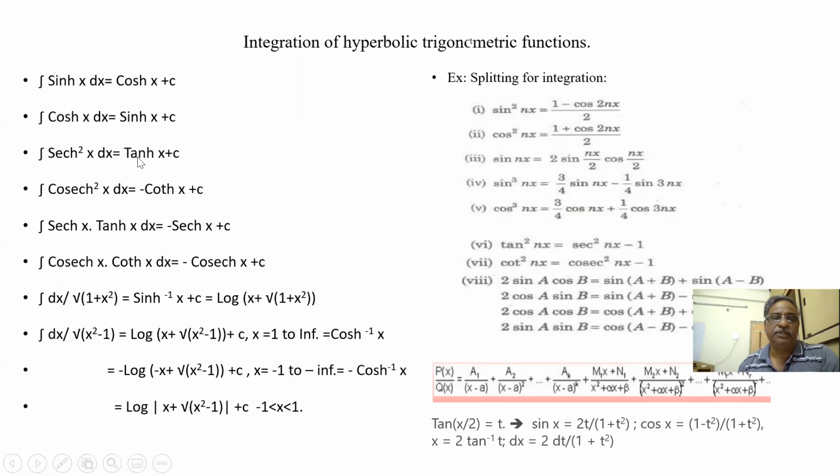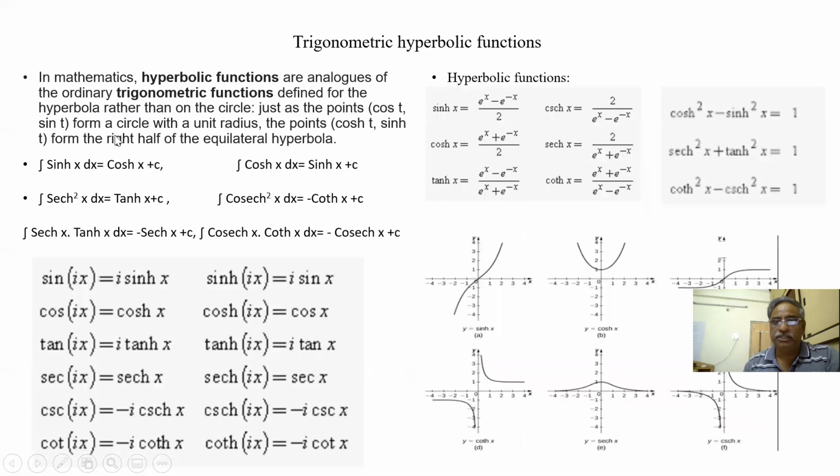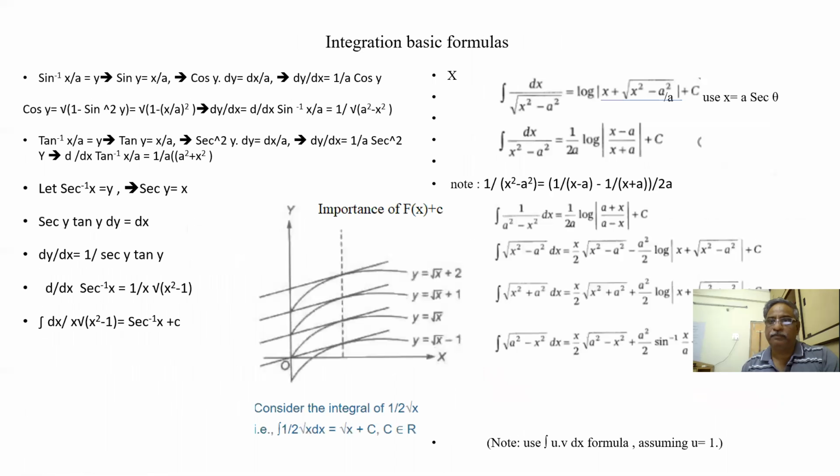So differentiation of tanh x is sech square x. Differentiation of minus coth x is cosech square x. Differentiation of sech x is minus sech x tanh x. Differentiation of minus cosech x is cosech x coth x. Slight difference between trigonometric and hyperbolic. So this difference we are using in these formulas. Here what we say? Cosh square x minus sinh square x is 1. But there cos square theta plus sin square theta is 1. So depending on this, I am using these formulas.